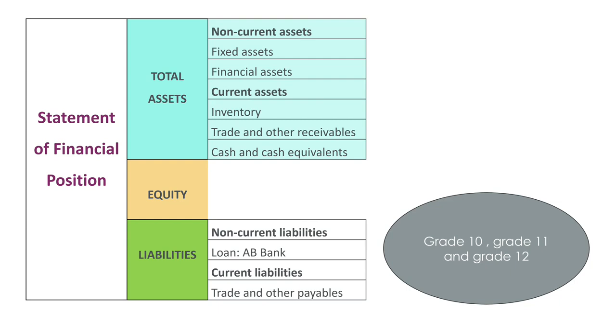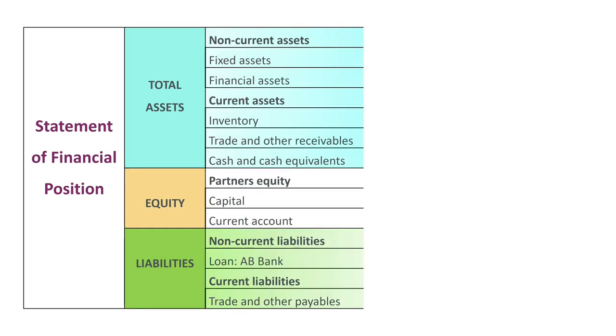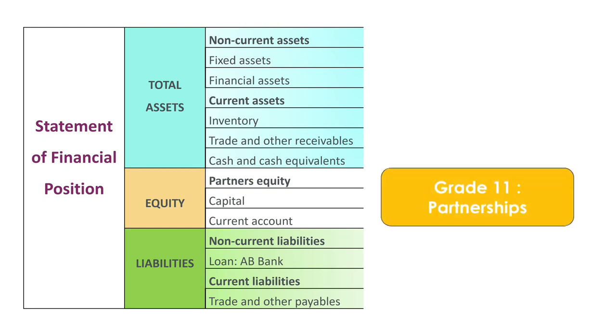The last thing that I would like to introduce to you, I'm sure you know this as well, is the equity part. For grade 11, we have partners equity, which includes capital and current account. And again, this is more for grade 11 partnerships. So if anything has changed, if anything looks different, it would be the equity side. And what we can look forward to is the fact that equity will change in grade 12 as well. Right? So a few things that will be included in assets and liabilities. However, it will remain exactly the same.